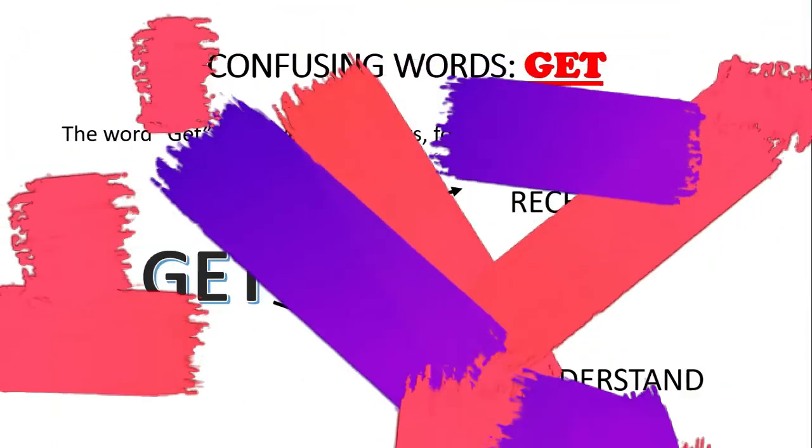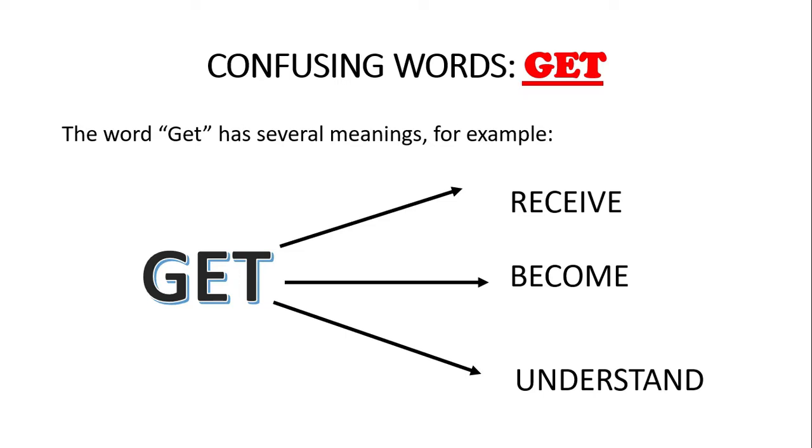Today we are going to study a new topic about confusing words. The first confusing word that we are going to study is the word get. Why did we choose that word? Because the word get is sometimes confusing for many English learners. And why is that? Because the word get has many meanings.